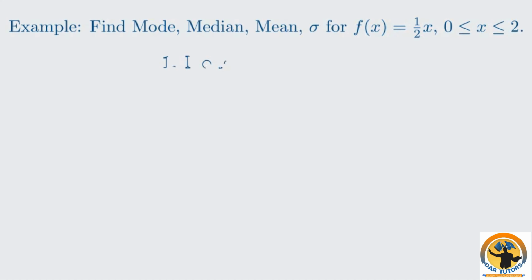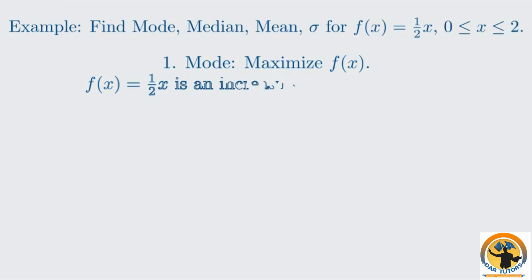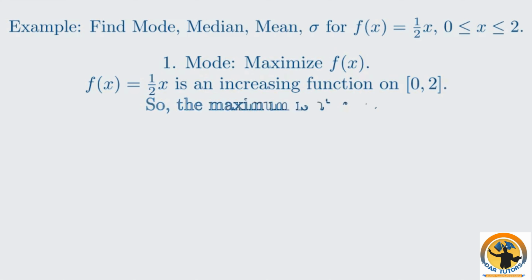The mode is where the function f(x) is maximized. Our function is a simple straight line, f(x) = 1/2 x, which is increasing on its domain. Therefore, its maximum value occurs at the rightmost endpoint, x = 2. So the mode of this distribution is 2.